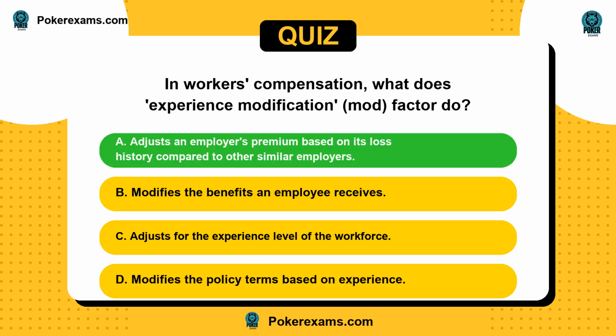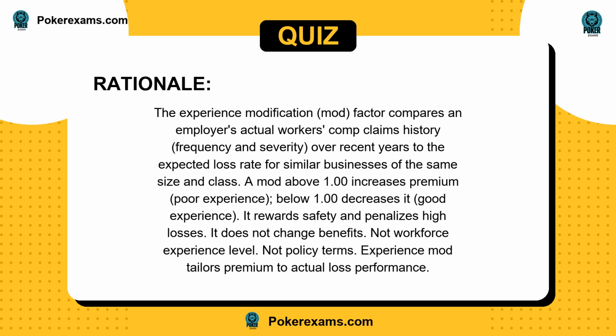The answer is A. The experience modification mod factor compares an employer's actual workers' comp claims history, frequency, and severity over recent years to the expected loss rate for similar businesses of the same size and class. A mod above 1.00 increases premium, poor experience. Below 1.00 decreases it, good experience. It rewards safety and penalizes high losses. It does not change benefits. Not workforce experience level. Not policy terms. Experience mod tailors premium to actual loss performance.